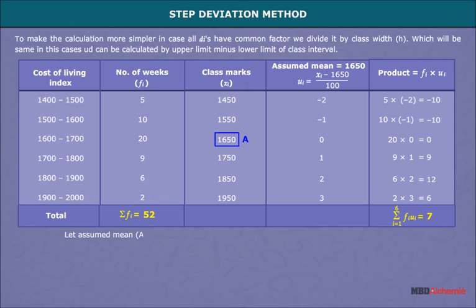Now the mean of the given data can be found by using the formula: mean is equal to a plus (sigma fi ui divided by sigma fi) into h. Now, after putting all values, we get the mean cost of living index as 1663.46.